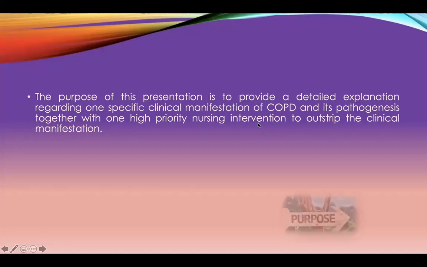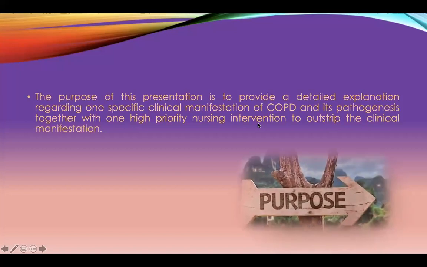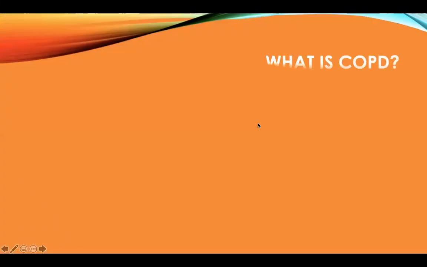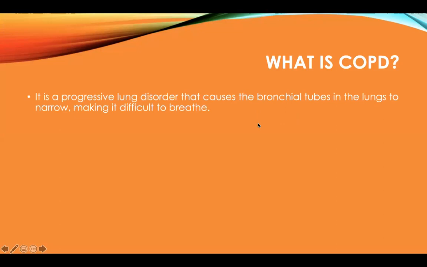The purpose of this presentation is to provide a detailed explanation regarding one specific clinical manifestation of COPD and its pathogenesis together with one high-priority nursing intervention to outstrip the clinical manifestation. Before we delve into further details about this case study, what is COPD? It is a progressive lung disorder that causes the bronchial tubes in the lungs to narrow, making it difficult to breathe. Some risk factors include genetics, environmental, and smoking.